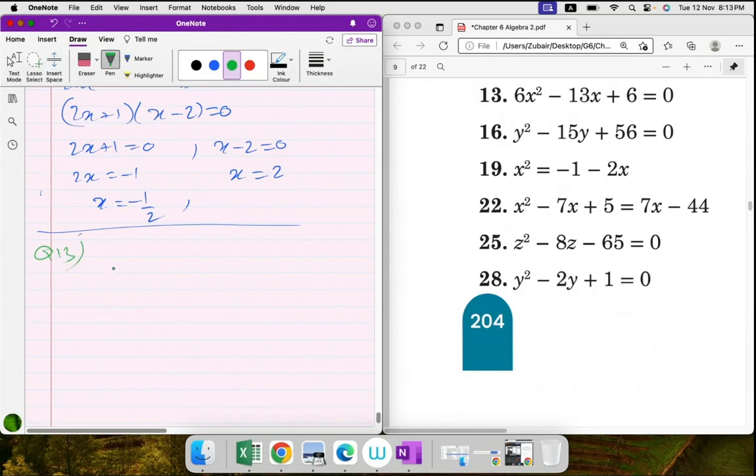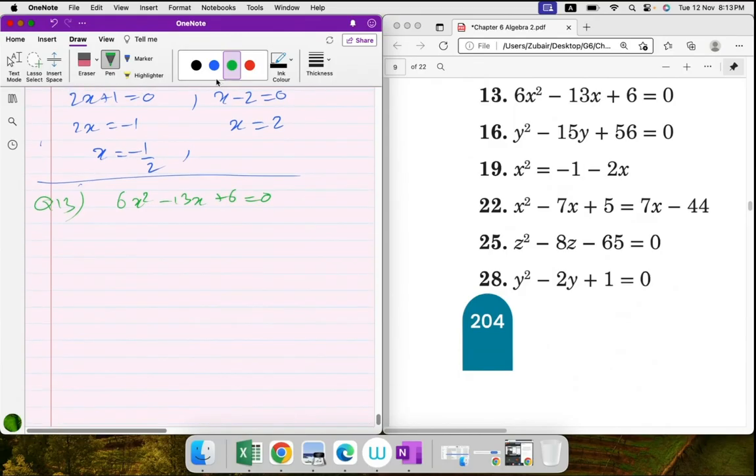Question 13 says 6x square minus 13x plus 6 is equal to 0. So 6 times 6 is 36, and 9 times 4 is 36. So 6x square minus 9x minus 4x plus 6. Taking out common 3x, that's 2x minus 3, and this is 2, so that's 2x minus 3 again. 3x minus 2 into 2x minus 3.